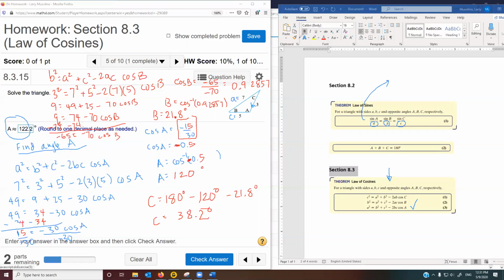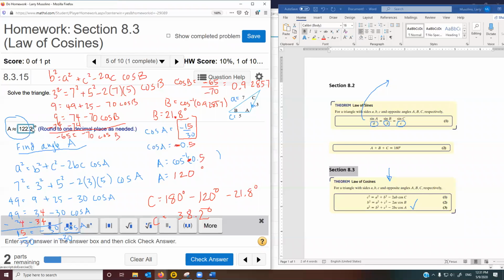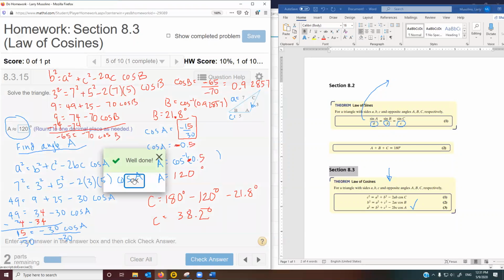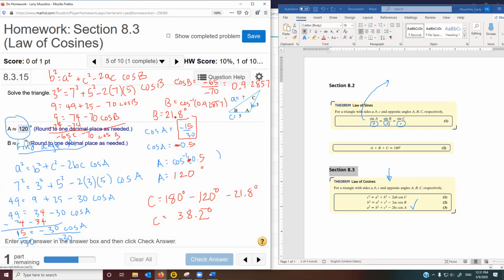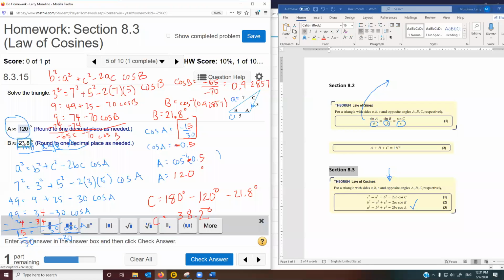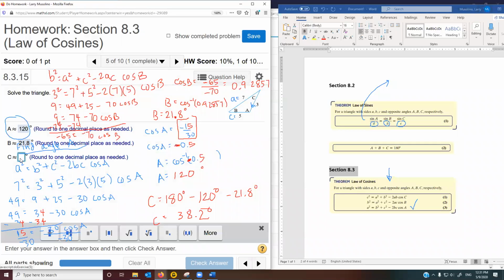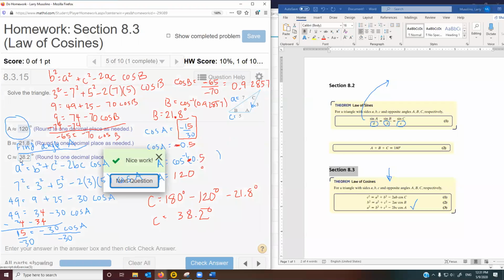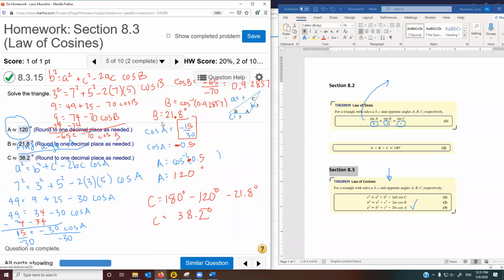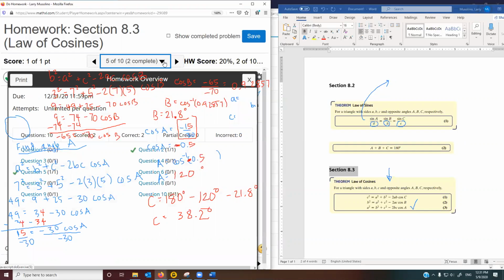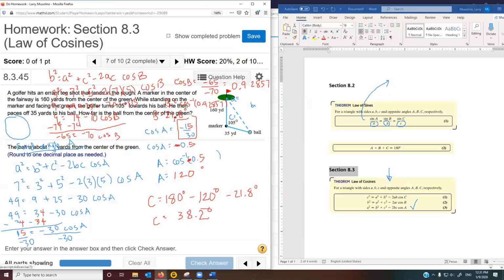All right, let's try that and see if that fixed it. So this answer should have been 120. And then we found angle B was 21.8. And then angle C is 38.2. And again, these three angles should add up to 180. Okay? All right, apologize for that typo there. But I think you can see the general setup of how to apply law of cosines. All right, why don't we do an application problem for law of cosines?